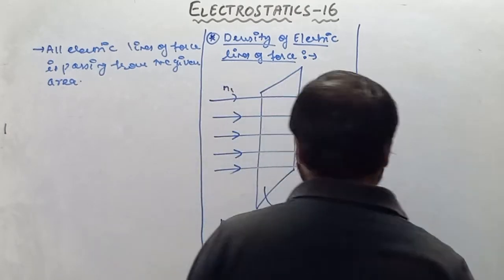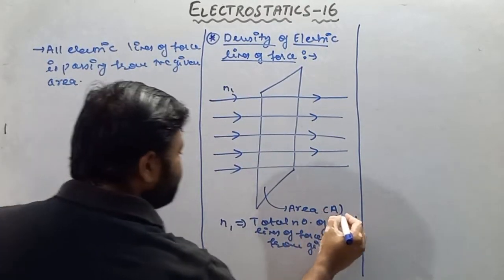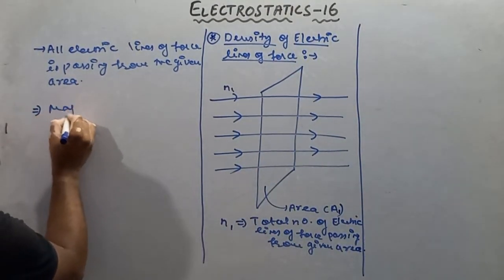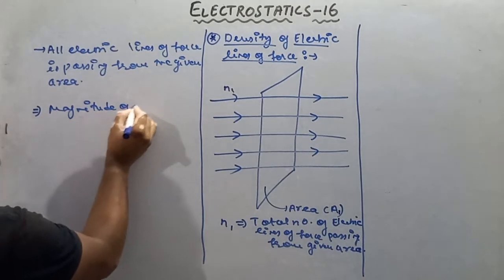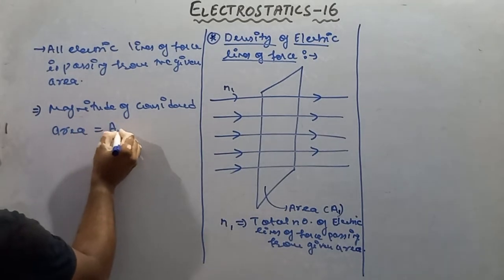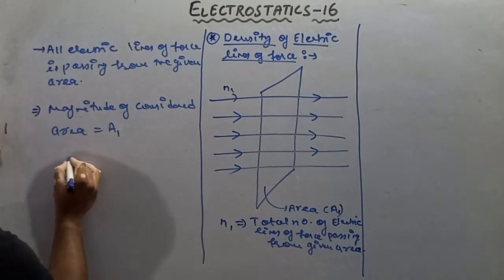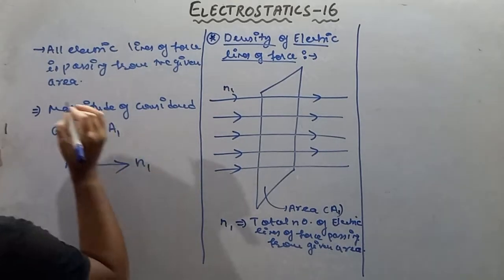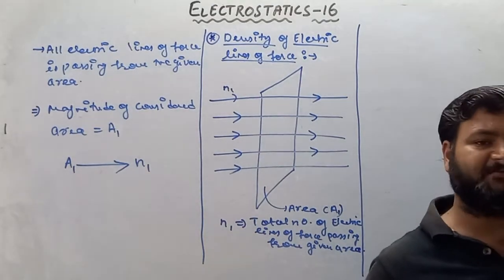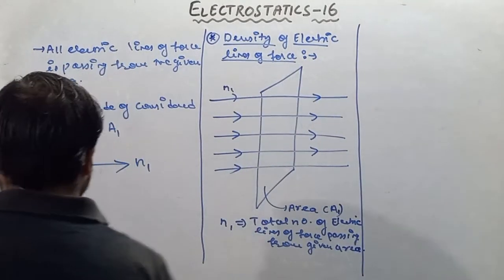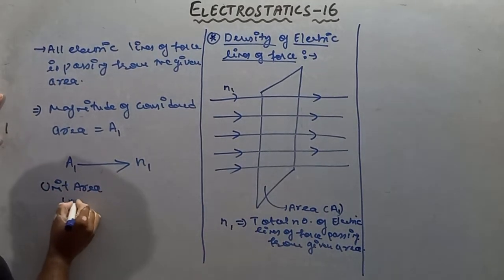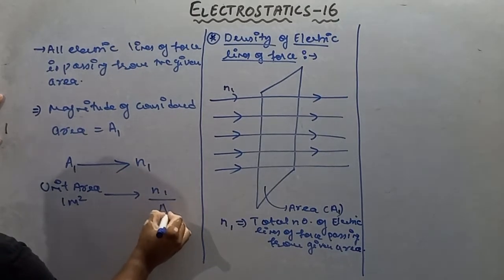Now see, my dear student, let's suppose the magnitude of the considered area is A1. If the area is A1, then the total number of electric lines of force passing is N1. If I ask how many electric lines of force pass through unit area, which is 1 meter square, it is N1 by A1.